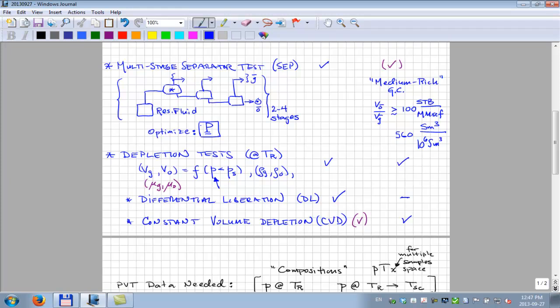And then we've got the depletion tests that are giving us these phase volumes that we need below the saturation pressure, the phase properties of density and viscosity. And that's it. Now there may be some compositions as well that come out here. I'm going to put that like this. But again, it's not always done, but I'll put it in purple because sometimes they do measure these equilibrium compositions. Okay?